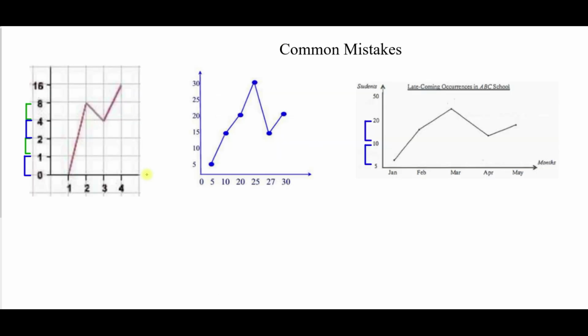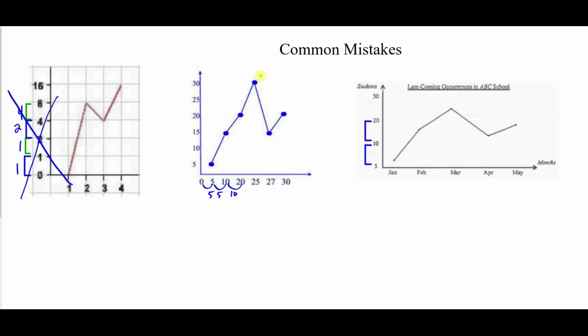Here are some common mistakes. Here are examples of common mistakes. If we're looking at the scale, this represents 1, 1, 2, and 4. So that's not a consistent scale. Over here we have the same thing. We have 5, 10, and then 10.